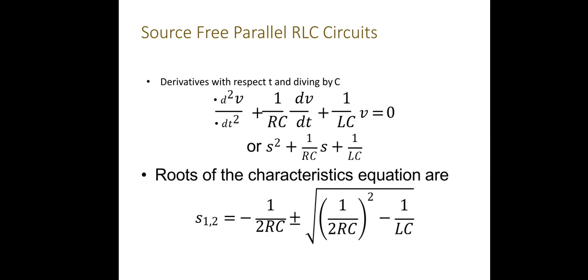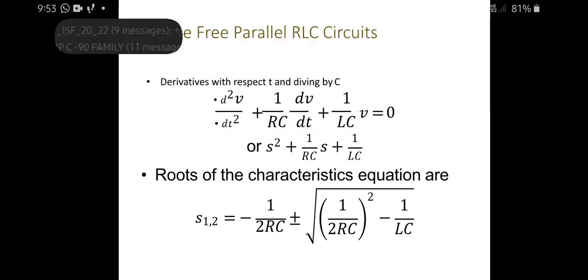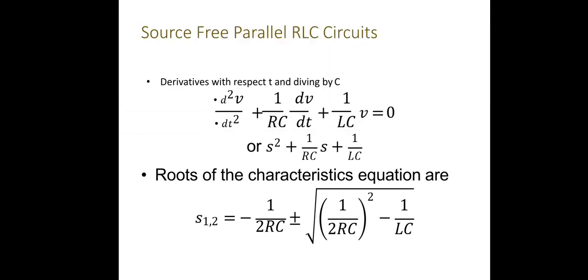This is the resultant equation: d square V by dt square plus 1 by RC into dV by dt plus 1 by LC into V equal to 0. Instead of d by dt, you may take S. So therefore S square plus 1 by RC into S plus 1 by LC. This is the resultant auxiliary equation, the characteristic equation, and you are going to find its roots. The roots are given by minus b plus or minus under root of b square minus 4ac, by 2a.